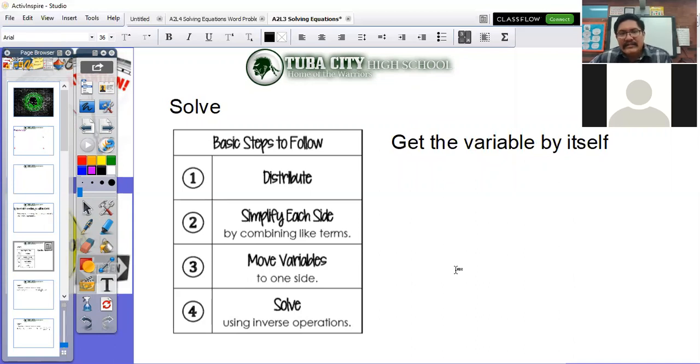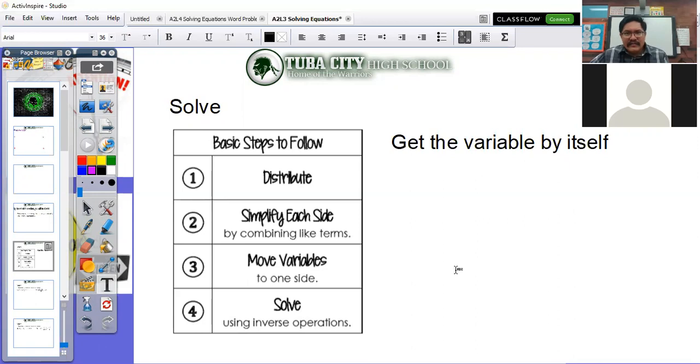All right, so here are the basic steps to follow. If you look at my chart back here, that is my rules for solving equations. Usually the first thing you want to do is get rid of any grouping symbols. In this case, they say use the distributive property if you can or if you have to.